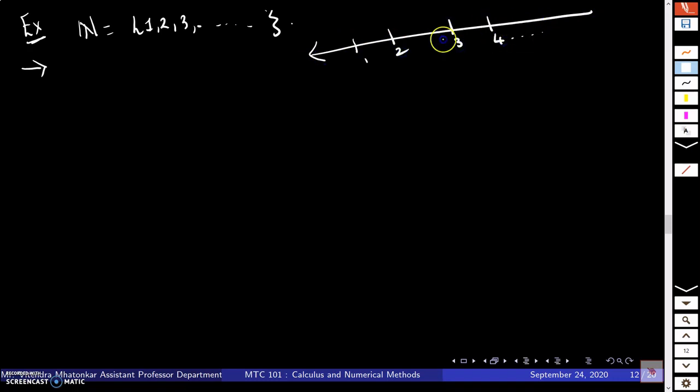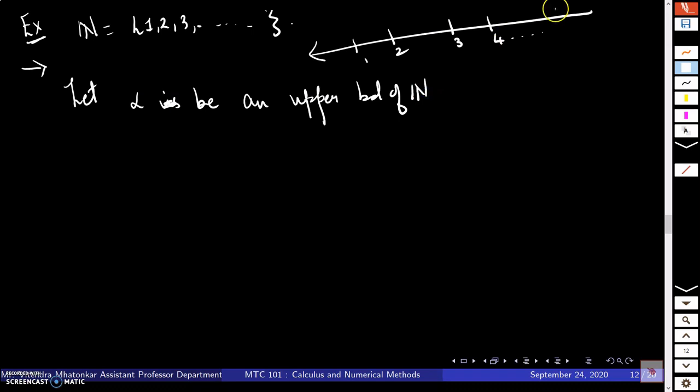This keeps on going. Supposing alpha is an upper bound. Let, if possible, alpha be an upper bound of n. Then alpha must be somewhere here on the real line. So what you can do after this, you can always find a natural number, right? No matter how big this alpha is. So that won't be possible.